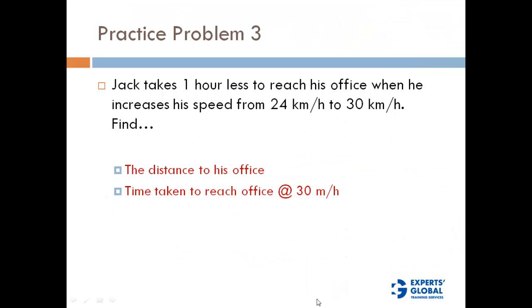Move to the third problem. I suggest you pause the video and see if you can solve this.